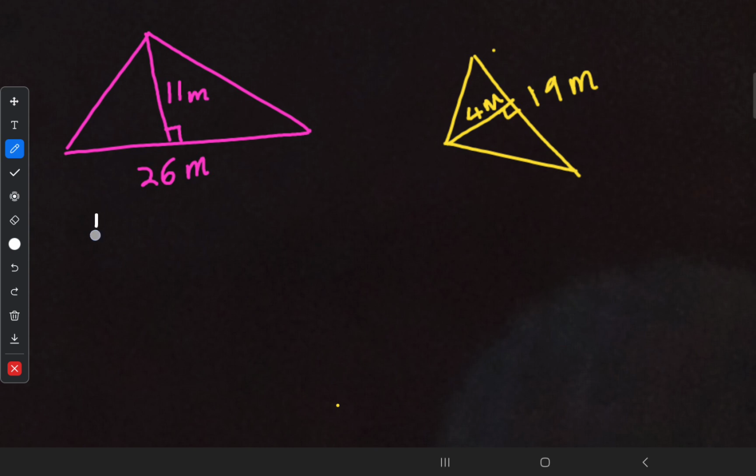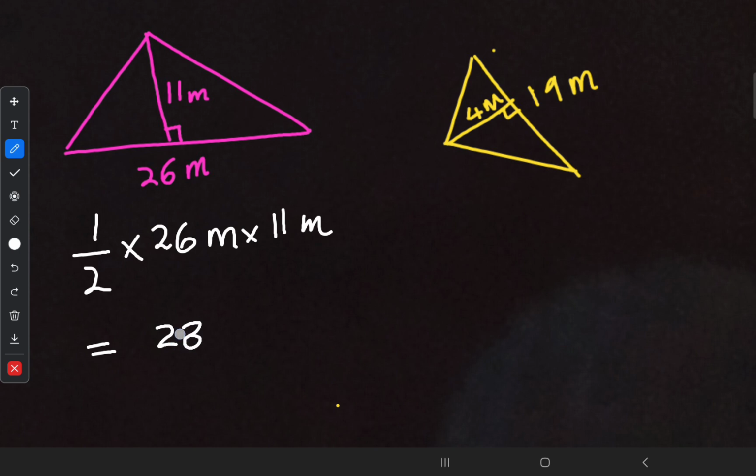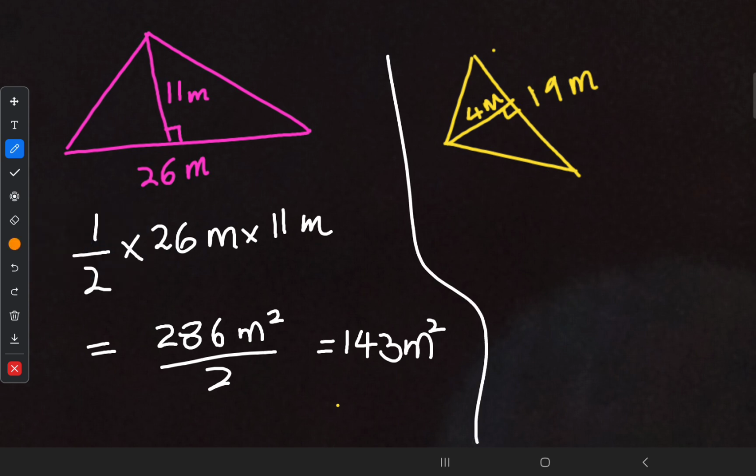For the first one, half into the base, which is 26 meters, into the perpendicular height, which is 11 meters. When you multiply 26 into 11, that will be 286 square meters. This should be divided by 2, that is 143 square meters. Easy. Likewise for our next question also.